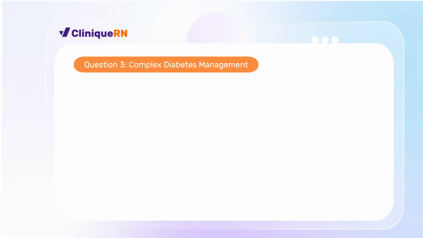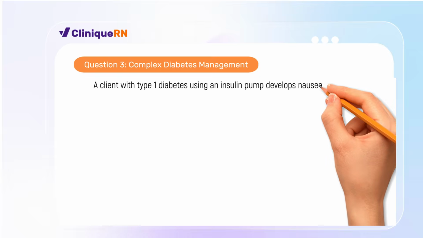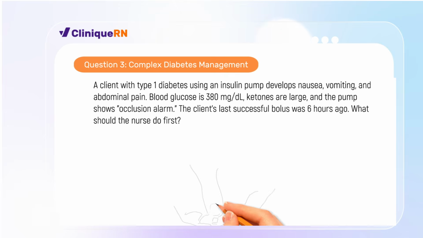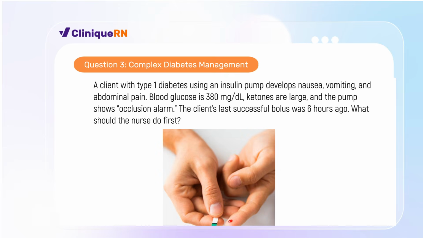Question 3. Complex diabetes management. A client with type 1 diabetes using an insulin pump develops nausea, vomiting, and abdominal pain. Blood glucose is 380 milligrams per deciliter, ketones are large, and the pump shows occlusion alarm. The client's last successful bolus was 6 hours ago. What should the nurse do first?